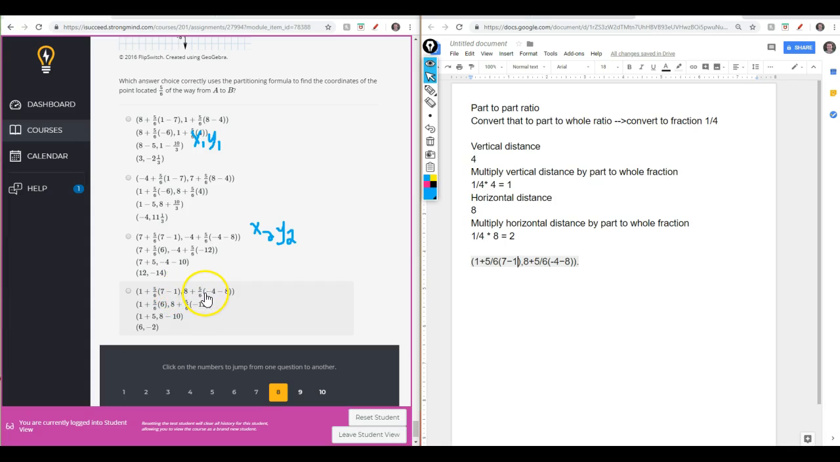So 1 plus 5/6 times 7 minus 1, and 8 plus 5/6 of -4 minus 8. That's the one that we are going to use.